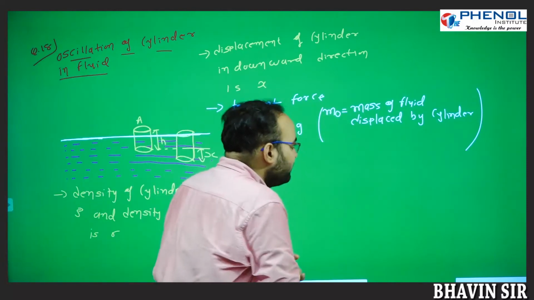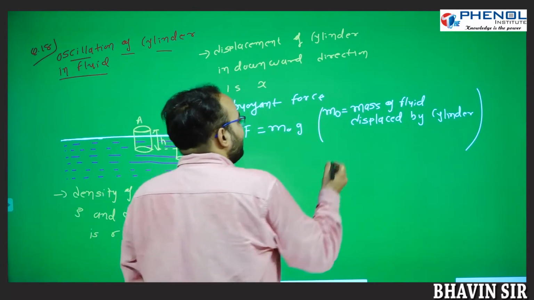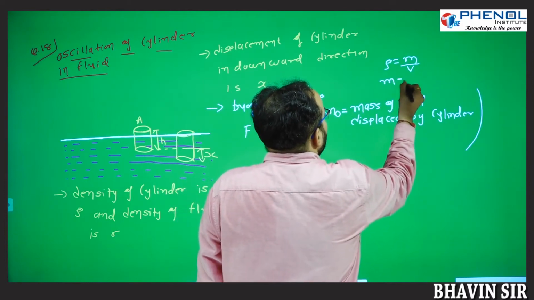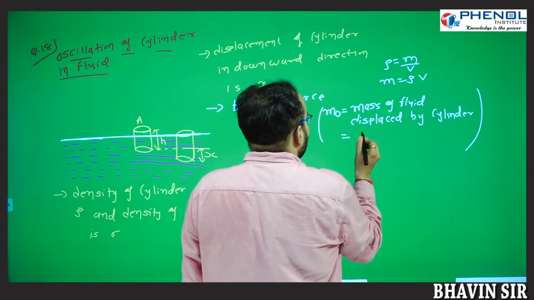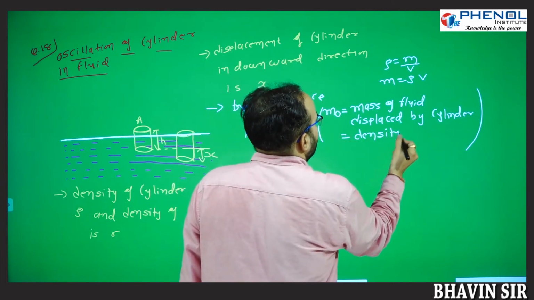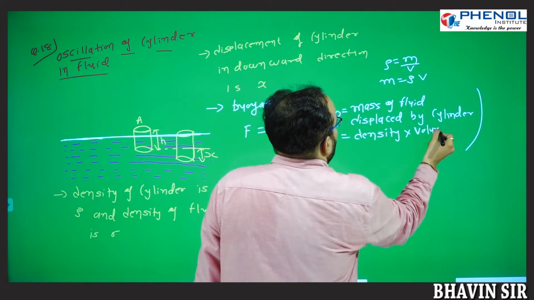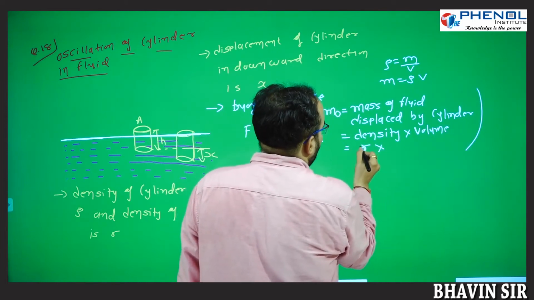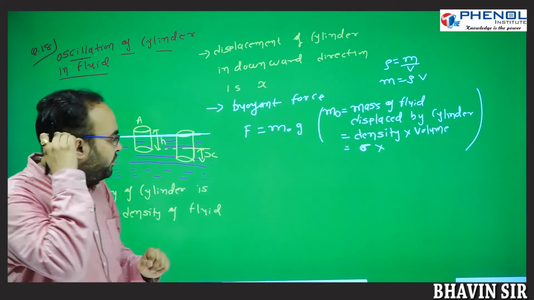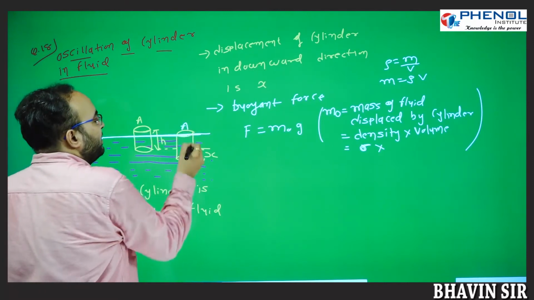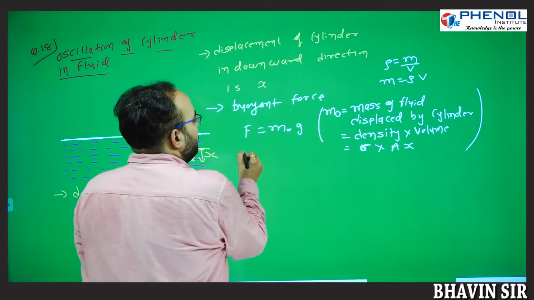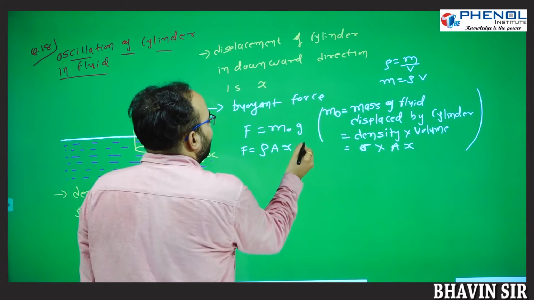So mass of fluid displaced, mass is equal to what? Density into volume. But density of what? Fluid, because in here fluid is displaced, mass of fluid. So density of fluid, and what is the volume? See, A, and what is the displacement? X. Chalo. So sigma A x g.